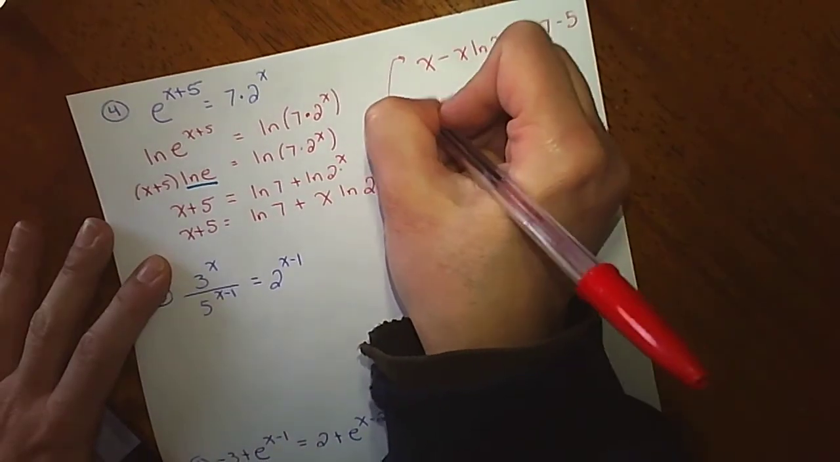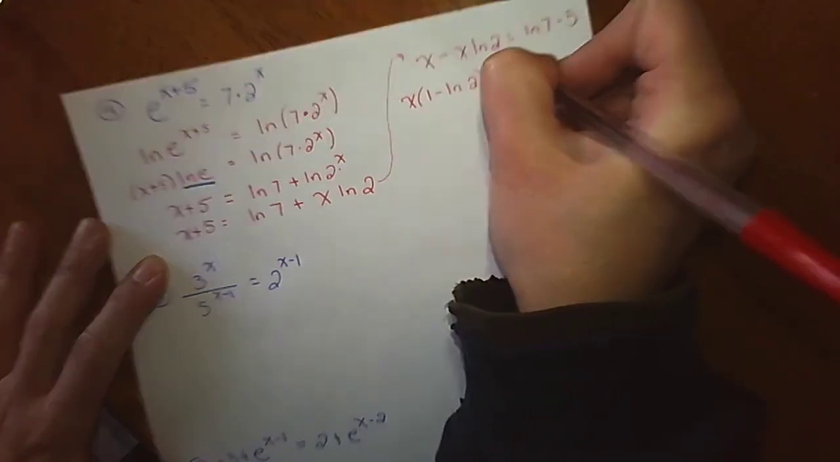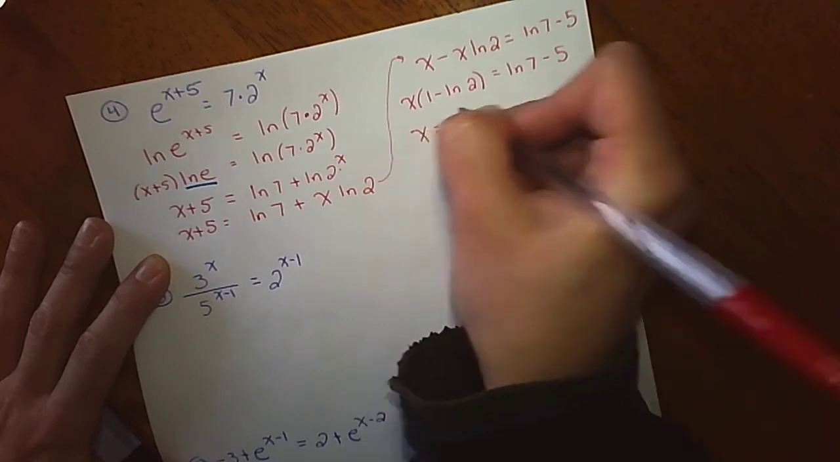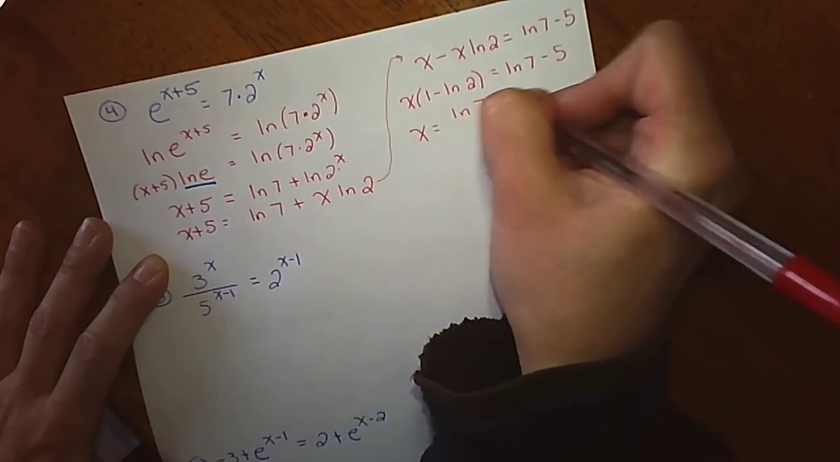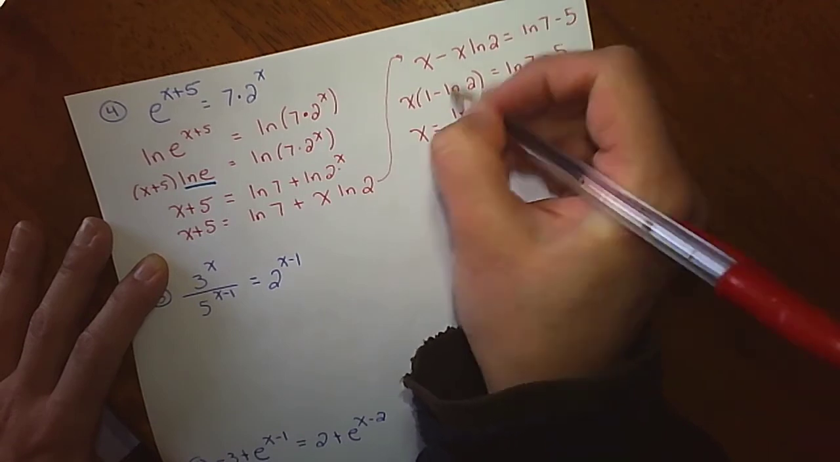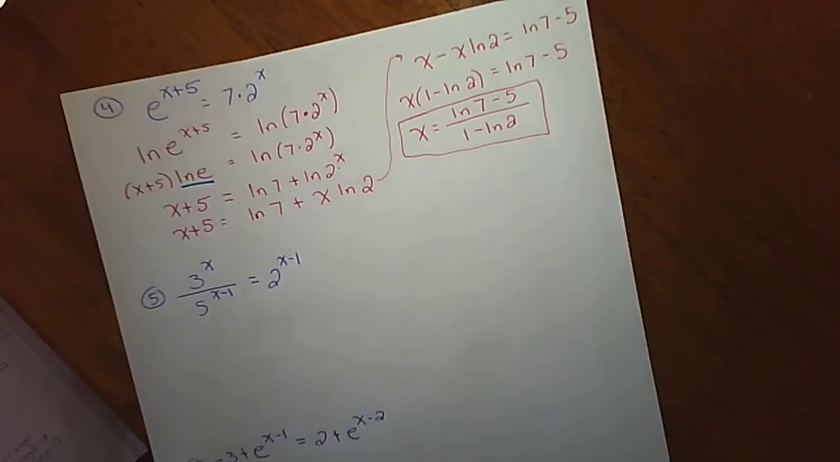Now factor out your x. Natural log of 7 minus 5. And to get x alone now, divide. That's natural log of 7 minus 5 all over 1 minus natural log of 2. And that's the answer to the question. It is not pretty, but it is okay.